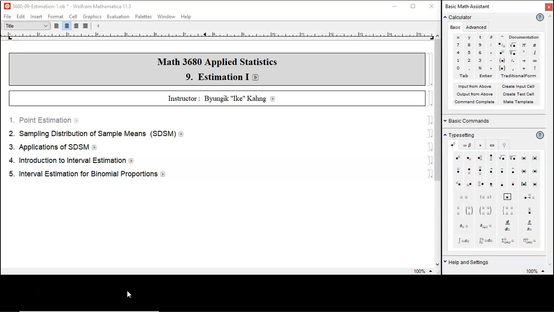Otherwise, you can move on to the third video, which will discuss section 2 of this notebook.